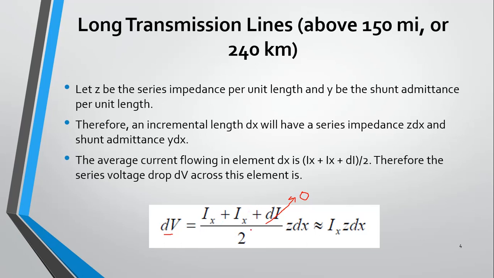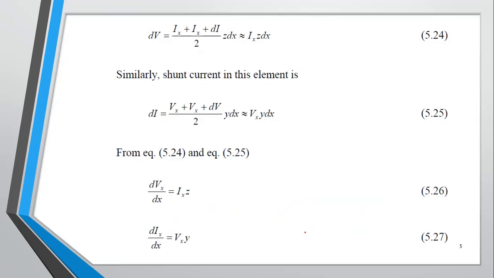So the 2 will be cancelled and it is Ix, and Ix times Z dx. So this would be the value of the change in dV. Similarly, if we want to calculate dI, then dI is the change in voltage multiplied by Y into dx. So the change in voltage is Vx plus dV over 2. This dV is very small and we consider it as 0. Then we have 2Vx, 2aVx over 2, and it is Vx. So the overall result will be VxY dx.